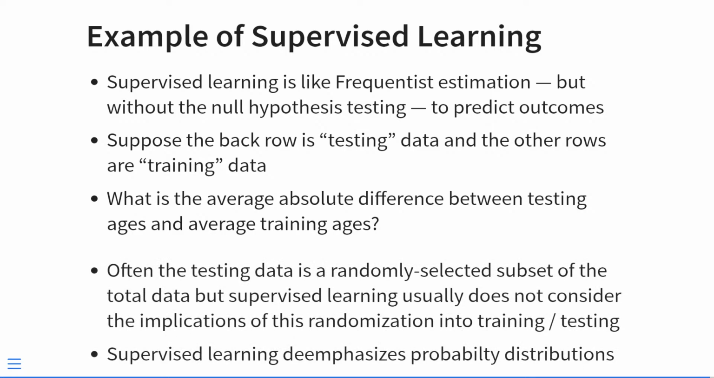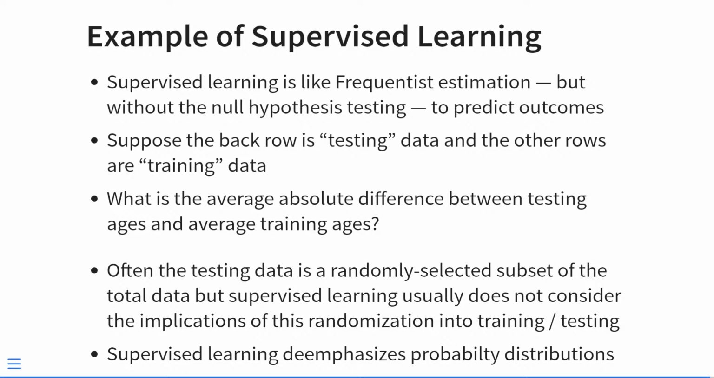So often the testing data is going to be a random subset of the total data, but supervised learning typically does not consider the probability implications of that randomization. When we were thinking about randomization and inference, there were quadrillions of ways in which we could make all these pairs. Well, there's a similarly mind-bogglingly huge number of ways that we could chop a data set up into 80% training and 20% testing. Depending on how you do the chopping, you're going to get slightly different predictions. You might think we should use a probability distribution to describe how much the estimator differs depending on who gets to be in training and who's in testing. But supervised learning doesn't often do that.